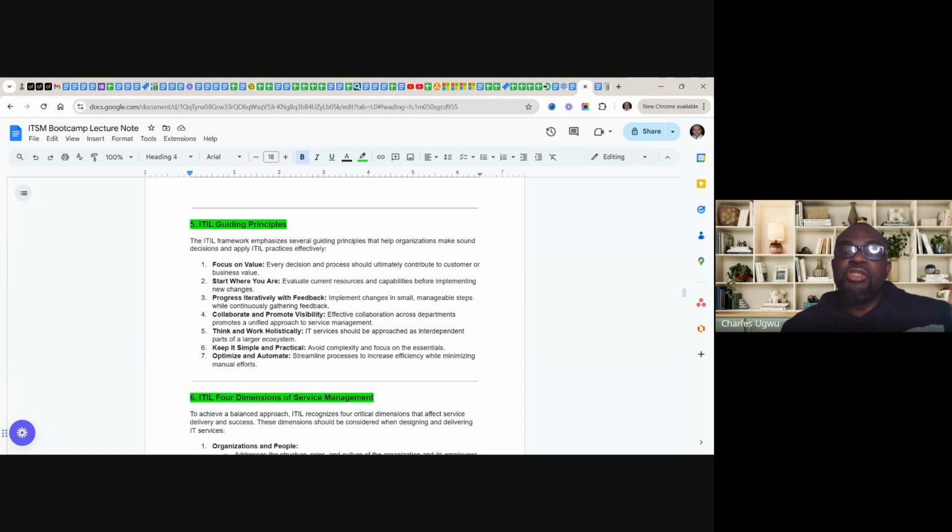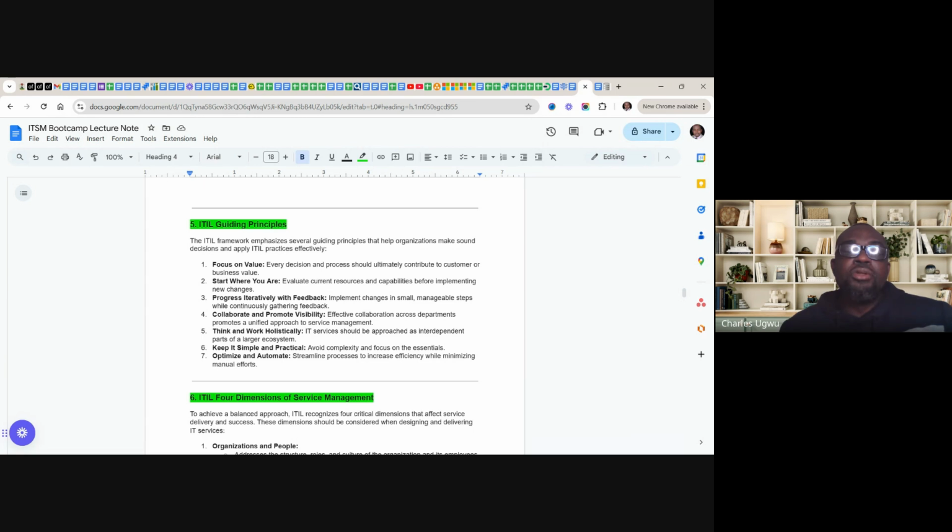Implement changes in small and manageable steps while continuously gathering feedback. That is Agile, 100% Agile at this point. So you can see that ITIL is weaved with other frameworks. They pick the best from every framework.